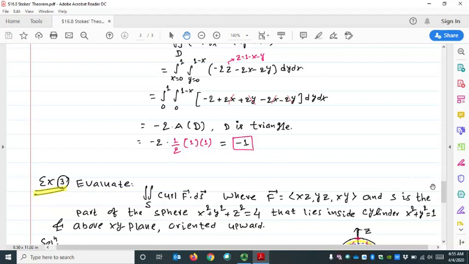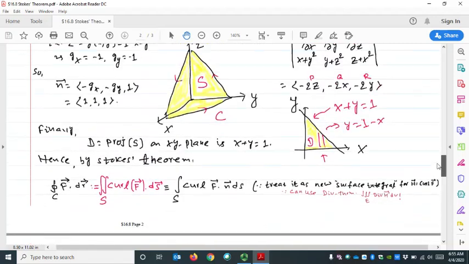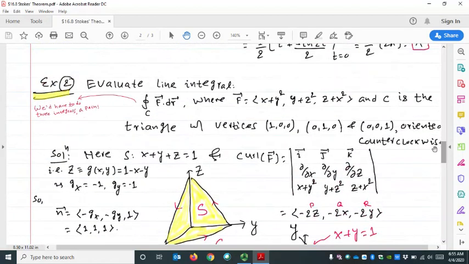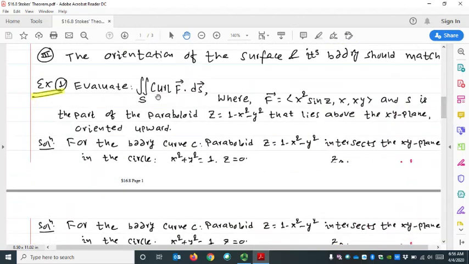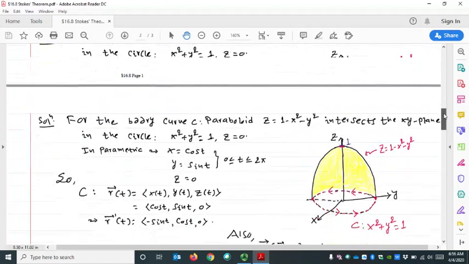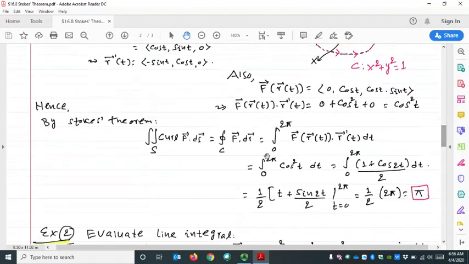So in example 2, we found the value of the line integral, not by computing it as a line integral, but we computed the line integral as a surface integral using Stokes theorem. Great. Let me go back to example 1. In example 1, we computed the line integral instead of the surface integral. Awesome. Now let's move on.